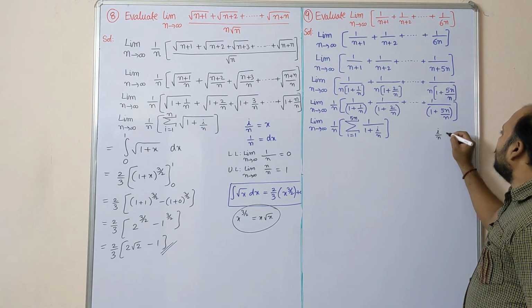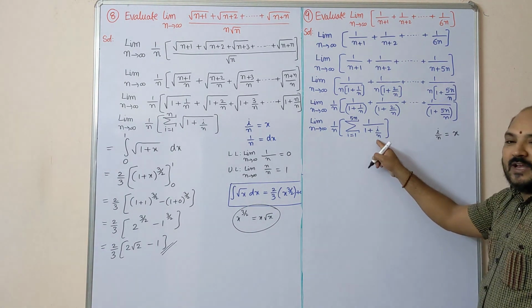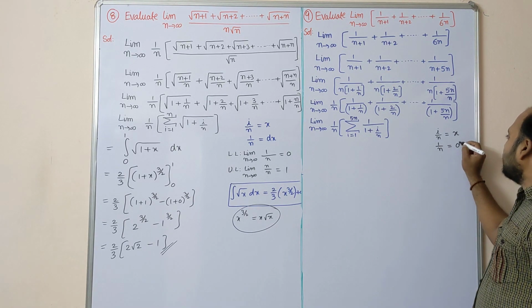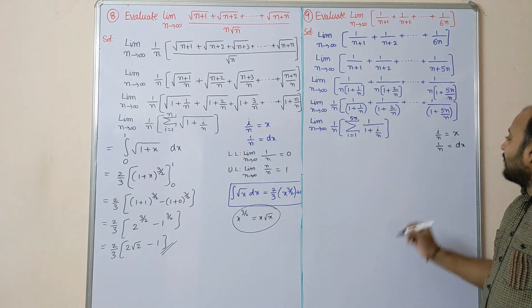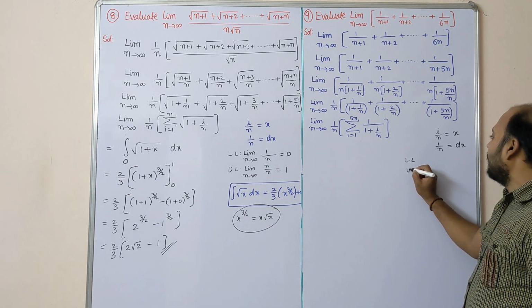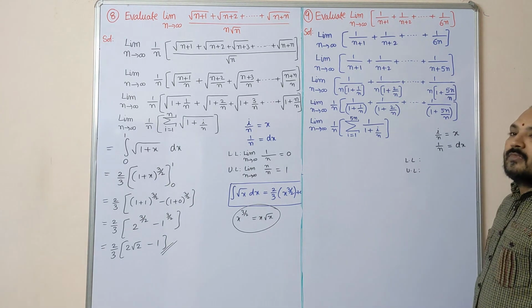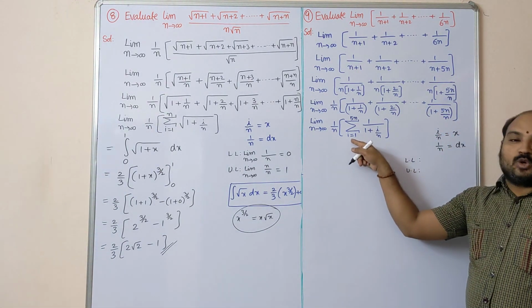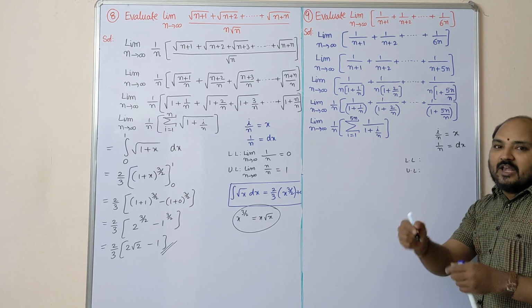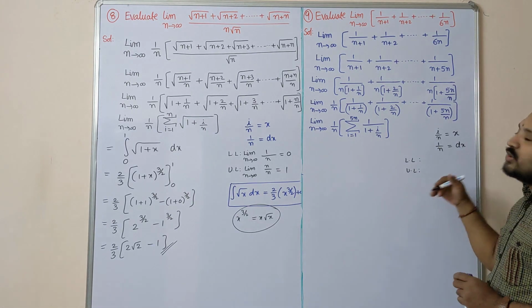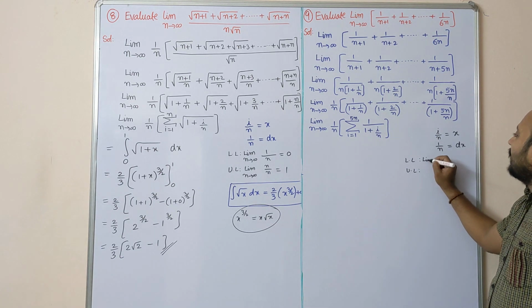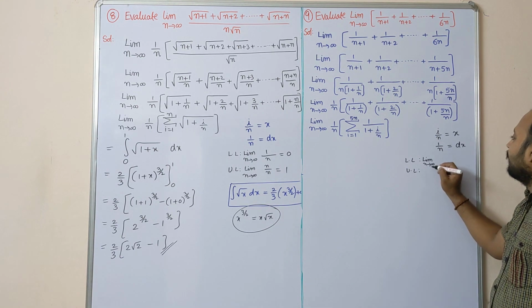I by n is equal to x. Wherever i by n is there, x. Wherever 1 by n is there, it will become dx. And find out lower limit and upper limit. In place of limit n tends to infinity, sigma i is equal to 1 to 5n, that value is integral, like lower limit to upper limit. Lower limit is what? Limit n tends to infinity.